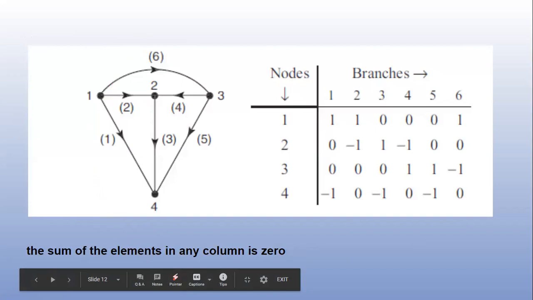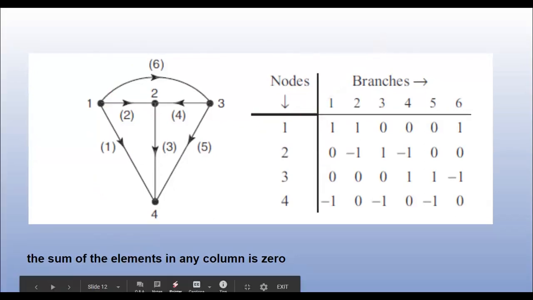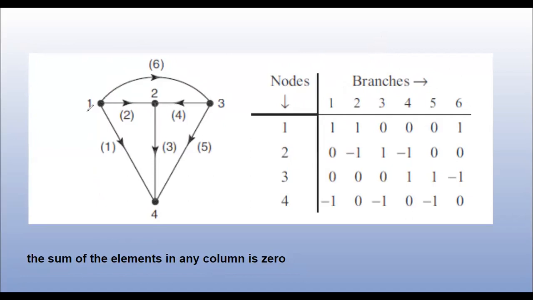We will consider this example of a given graph in which the directions are specified. See, we have total 4 nodes in this: node number 1, node number 2, node number 3, and node number 4. So for this directed graph, there are 4 nodes present and 6 branches which are connecting these nodes.